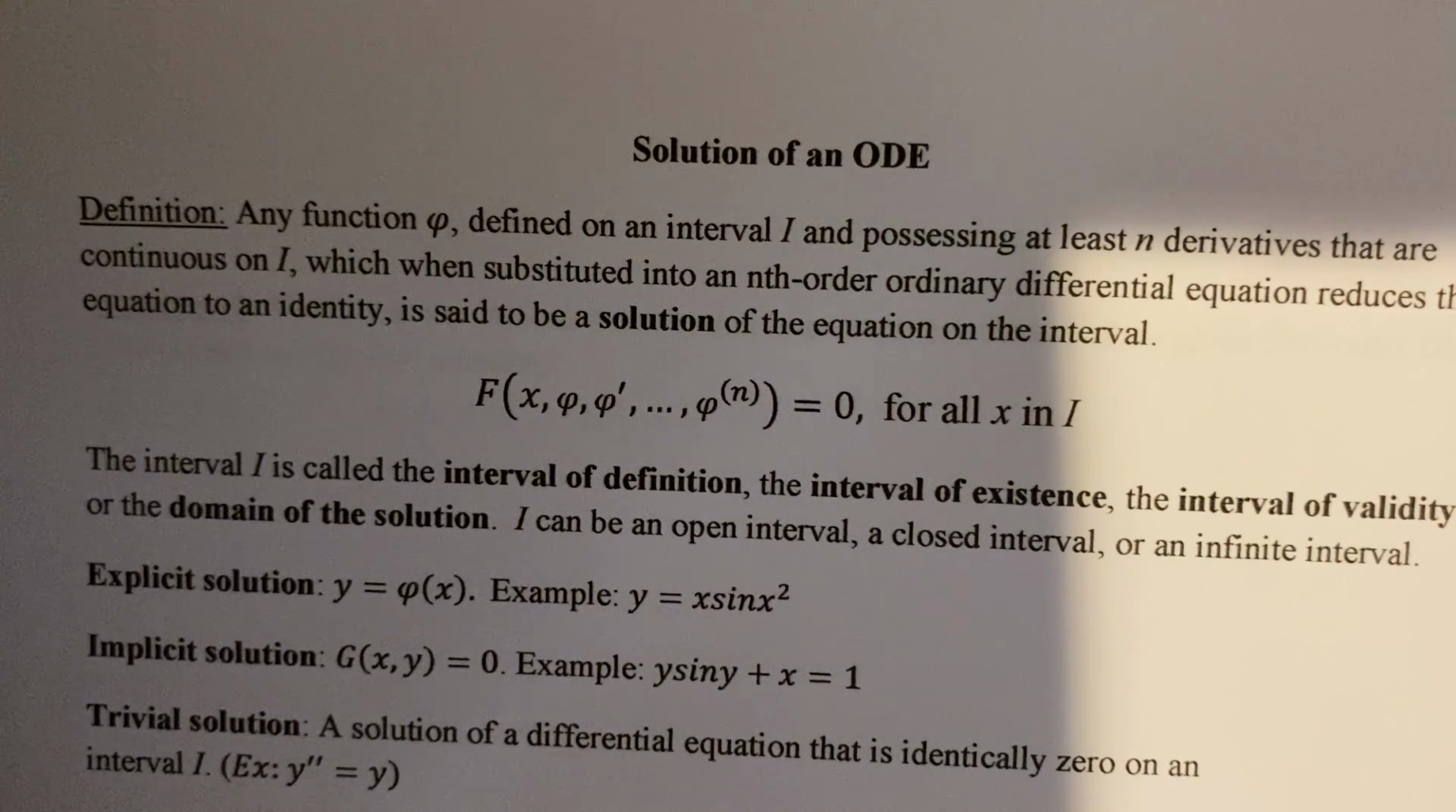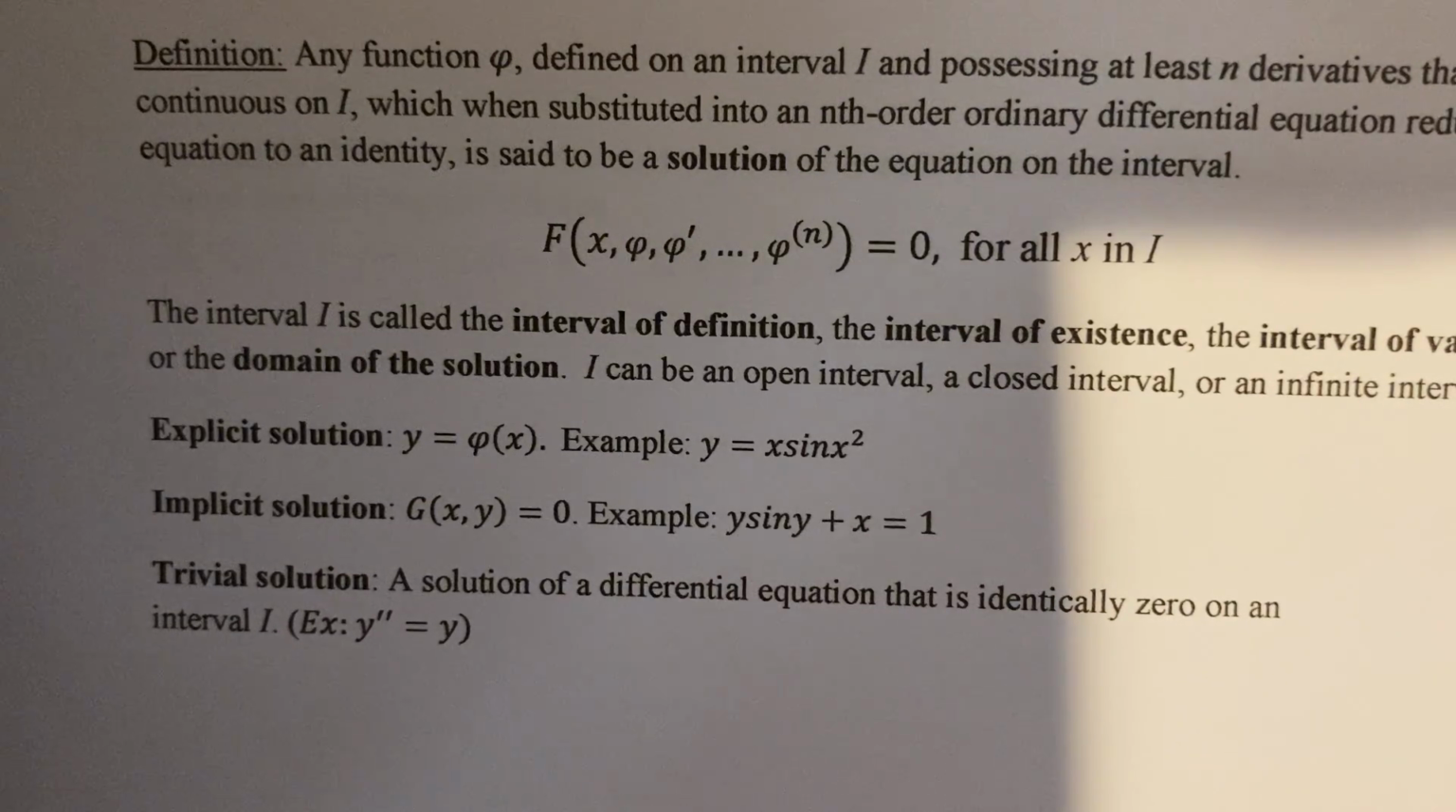And ways that we can express solutions: we could have an explicit solution, which we talked about when we're taking the derivative. When we have the derivative and we're going back to the original solution, we'd have an explicit solution where we have y is equal to phi of x. An example would be y equals x sine x squared. Right? So solutions of differential equations are just going back to the potential function, or the original function we got to get our differential equation where we took the derivative of it.